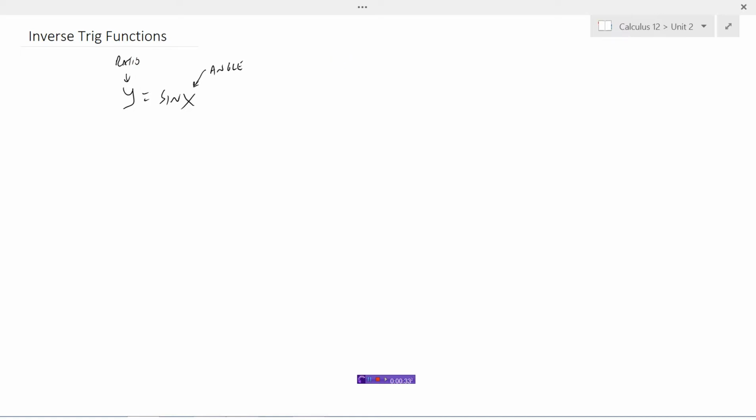So we've got a function y equals sine x. If we're going to find the inverse of that, well then y becomes x and x becomes y. And now, to isolate y, we're going to take the inverse sine of both sides to get rid of that. And so we would get y equals the inverse sine of x. So y equals sine x and y equals inverse sine of x are inverse functions of each other.